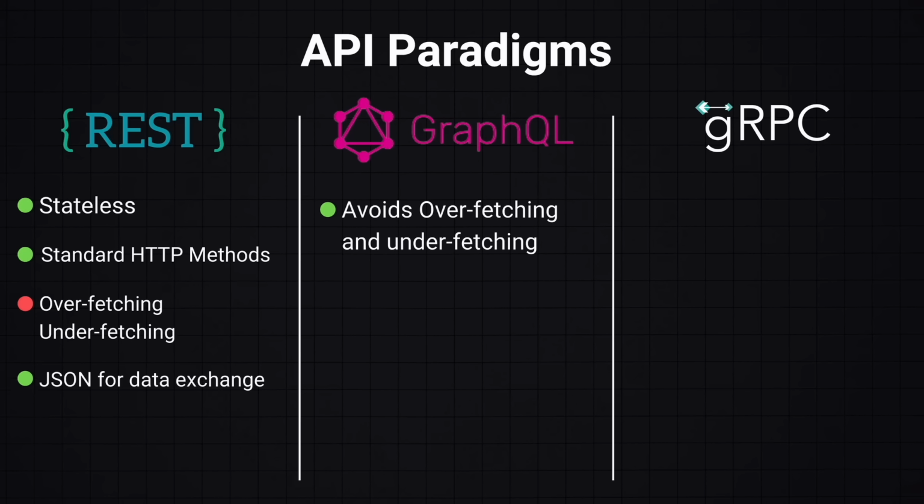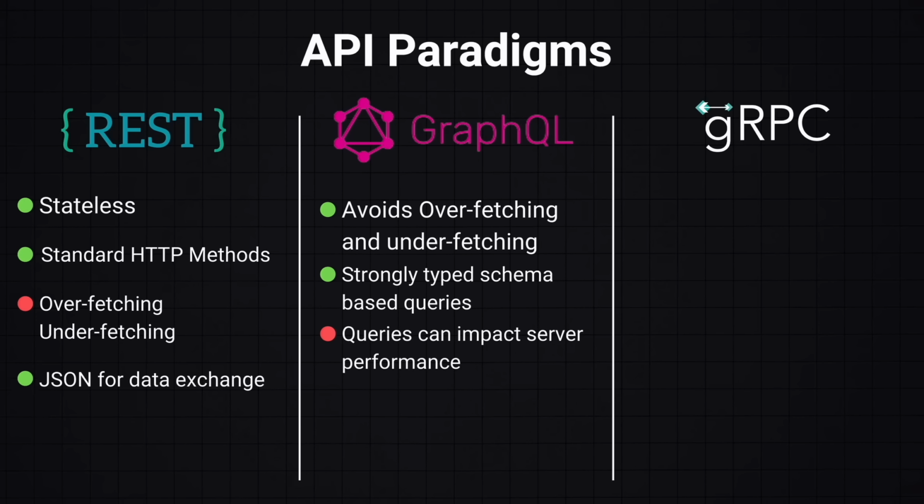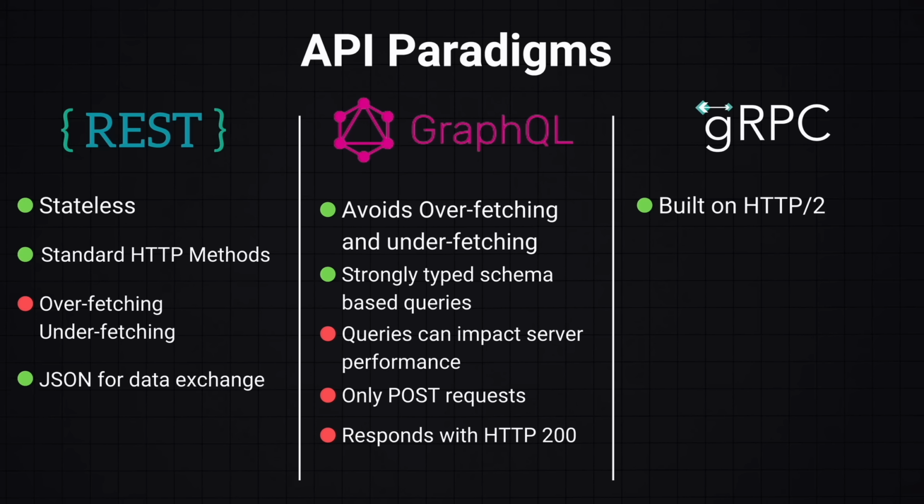On the other hand, GraphQL APIs allow clients to request exactly what they need, avoiding overfetching and underfetching data. They have strongly typed queries, but complex queries can impact server performance, and all the requests are sent as POST requests, and a GraphQL API typically responds with an HTTP 200 status code, even in case of errors, with error details in the response body. gRPC stands for Google Remote Procedure Call, which is built on HTTP/2, which provides advanced features like multiplexing and server push.